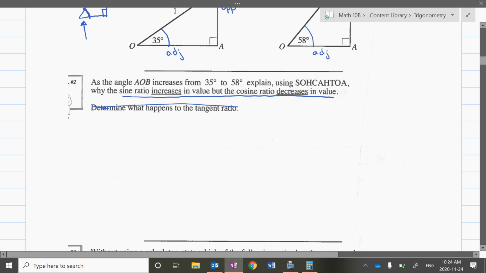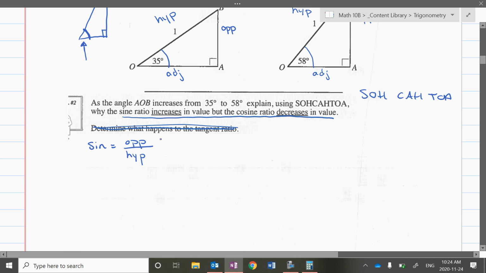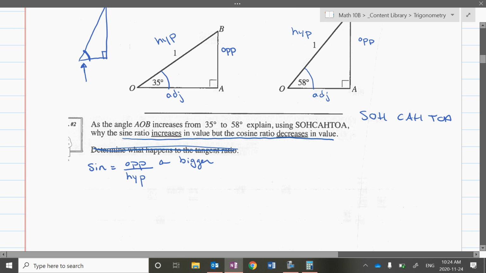So let's think. Our sine ratio, remember, let's go back, SOHCAHTOA, is equal to our opposite over our hypotenuse. So our opposite side is getting larger. So our numerator is getting bigger as that angle increases. Does that make sense, like from those diagrams? If that angle is getting steeper upwards, that other side has to grow in order to complete the triangle. So if my numerator is getting bigger, our sine overall is going to get a larger value.